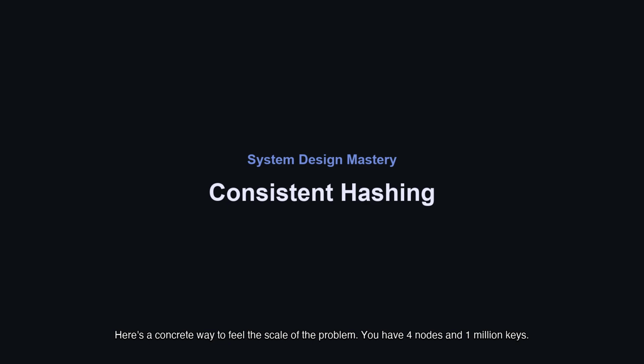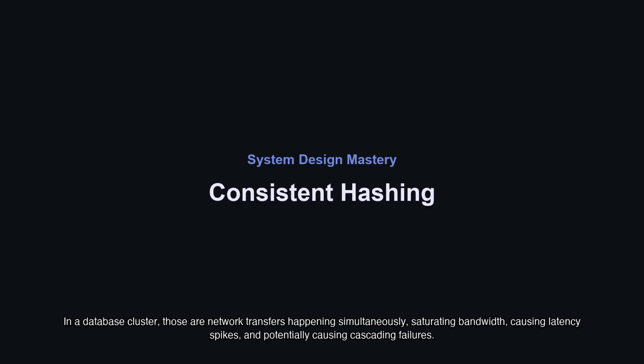Here's a concrete way to feel the scale of the problem. You have 4 nodes and 1 million keys. You add a single node, now you have 5. With mod 4, the key user_12345 hashes to node 2. With mod 5, it might hash to node 4. That's not just one key affected. Statistically, about 80% of all your keys map to a different node when n changes by even 1. So adding one node triggers the movement of 800,000 records.